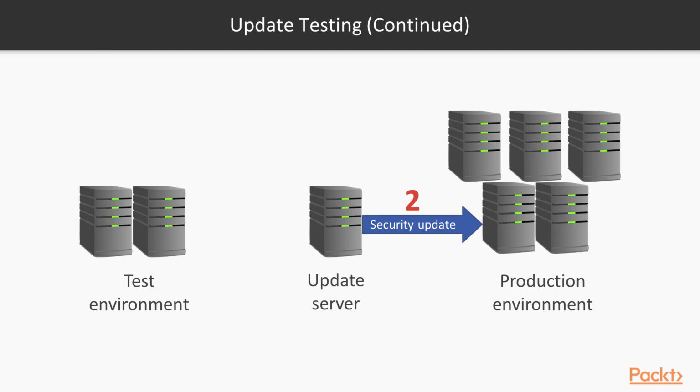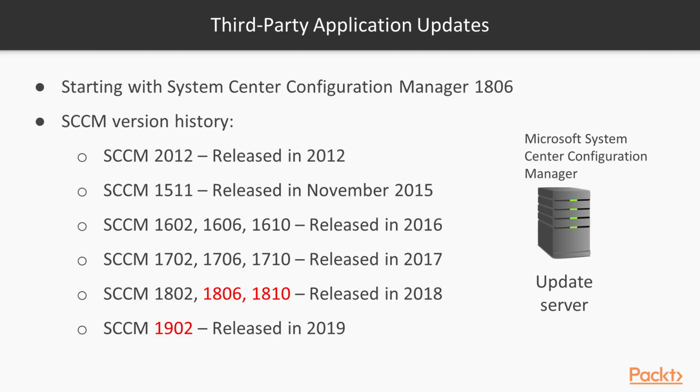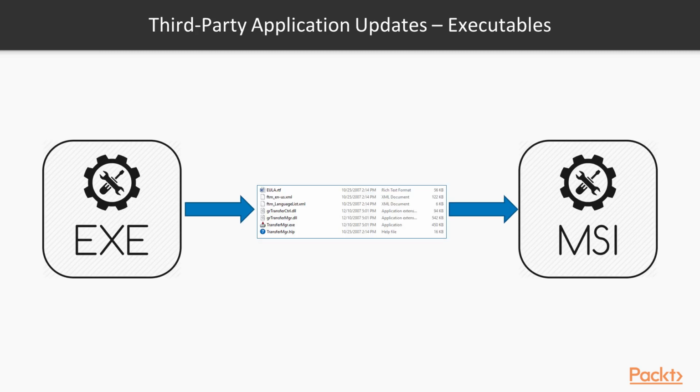Updates to Microsoft products can be applied using the Windows Server Update Service server role or using System Center Configuration Manager. Some third-party applications can be updated using System Center Configuration Manager current branch 1806 or later. Application updates packaged as executables will either need to be unpacked and repackaged as an MSI package or distributed using the vendor's instructions.